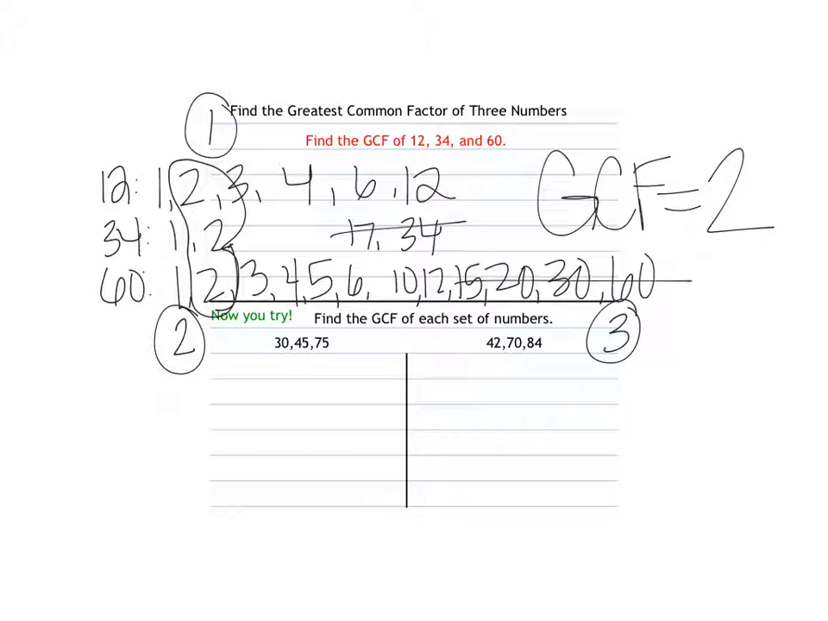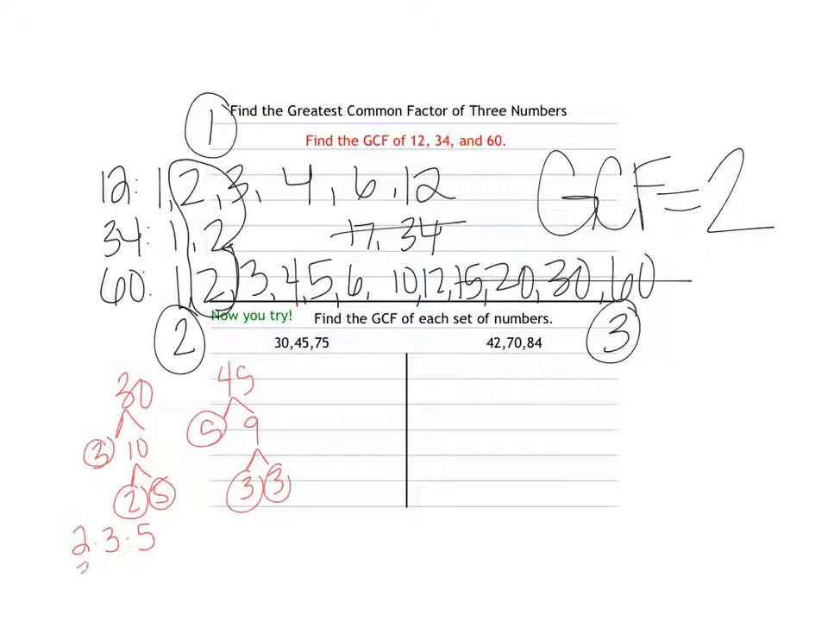Okay, the prime factorization method. So if we do 30, and then let's do 3 and 10, 2 and 5. So I'm just going to write this out, 2 times 3 times 5, so it doesn't get so messy. And then 45, I know is 5 and 9, 3 and 3. So then I'm going to write this down here, 3 times 9. And then 75, I know is 5 and 15. And then 3 and 5. So I have 3 times 5 times 5.